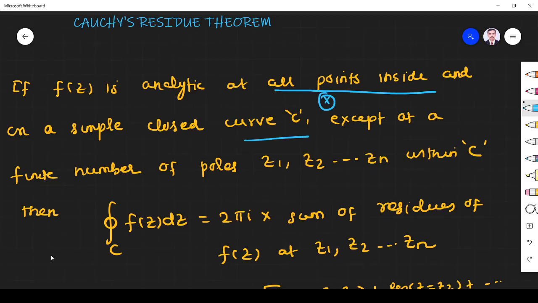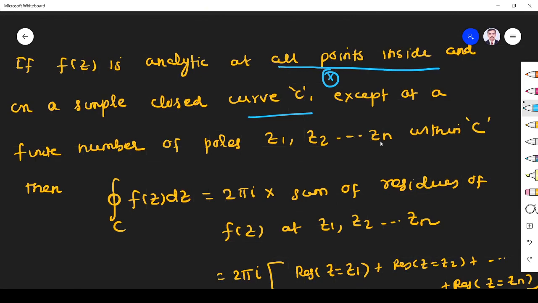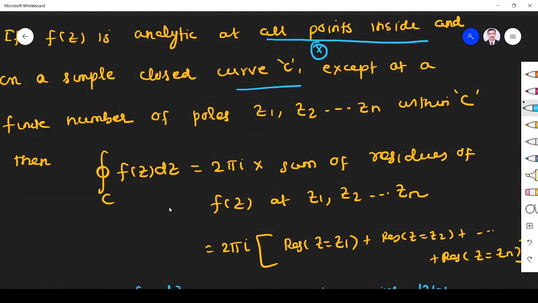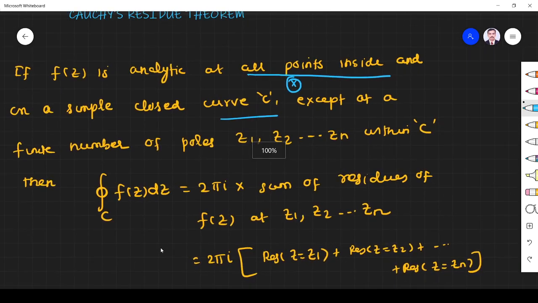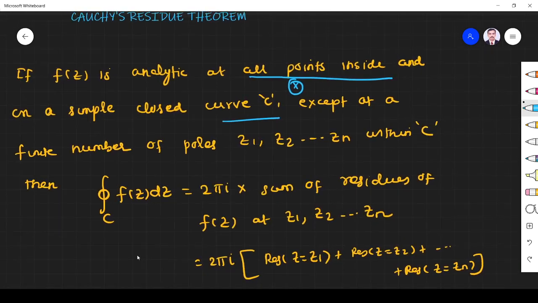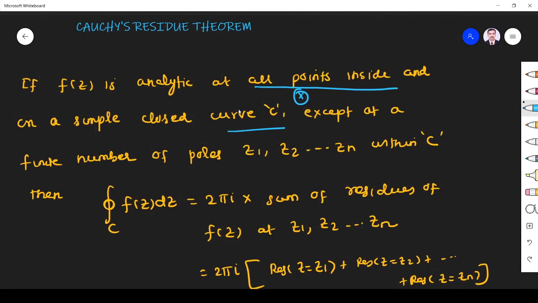Except at a finite number of poles z1, z2, zn within C, then the closed integral of f of z dz is equal to 2 pi i into the sum of residues of f of z at z1, z2 up to zn, right? So this is Cauchy's residue theorem. Okay, we don't go and elaborate and find the proof. We will directly apply this theorem to the problem, right?